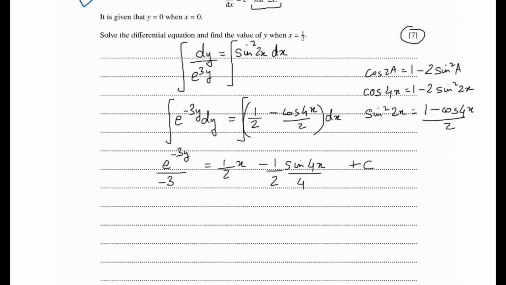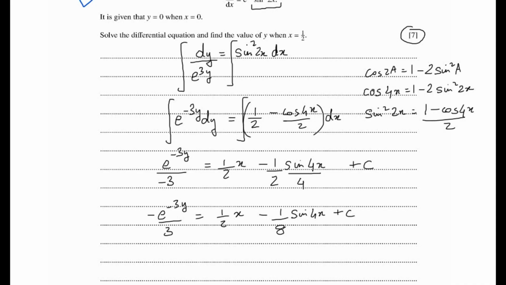Right. I'm going to simplify it a little bit. So negative e to the power of negative 3y by 3 is equal to half x. And this becomes minus 1 by 8 sine 4x plus c.